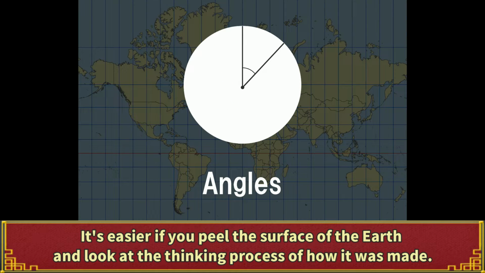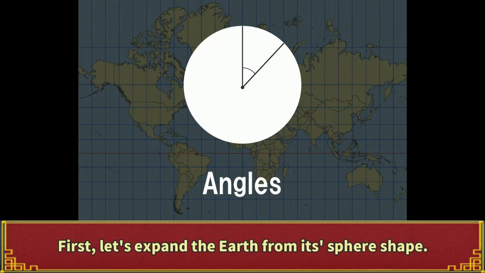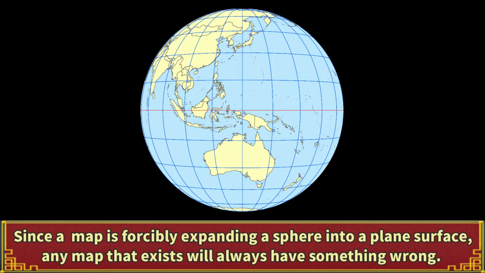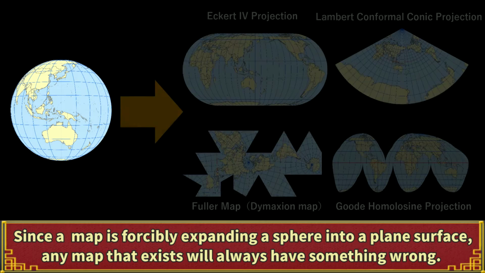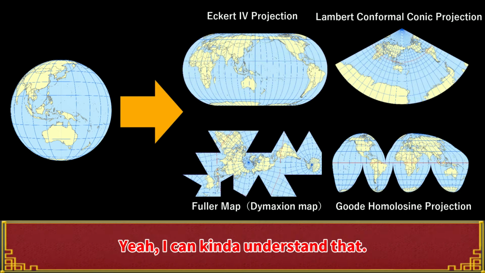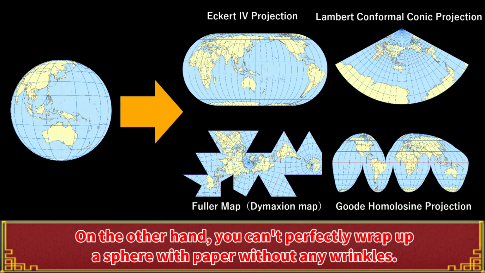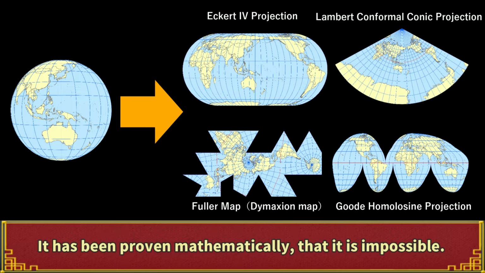It's easier if you peel the surface of the Earth and look at the thinking process of how it was made. First, let's expand the Earth from its sphere shape. Since a map is forcibly expanding a sphere into a plane surface, any map that exists will always have something wrong. Yeah, I can kinda understand that. For example, no matter how hard you try to peel an orange perfectly, the orange peel will always have a bump. On the other hand, you can't perfectly wrap up a sphere with paper without any wrinkles. It has been proven mathematically that it is impossible.